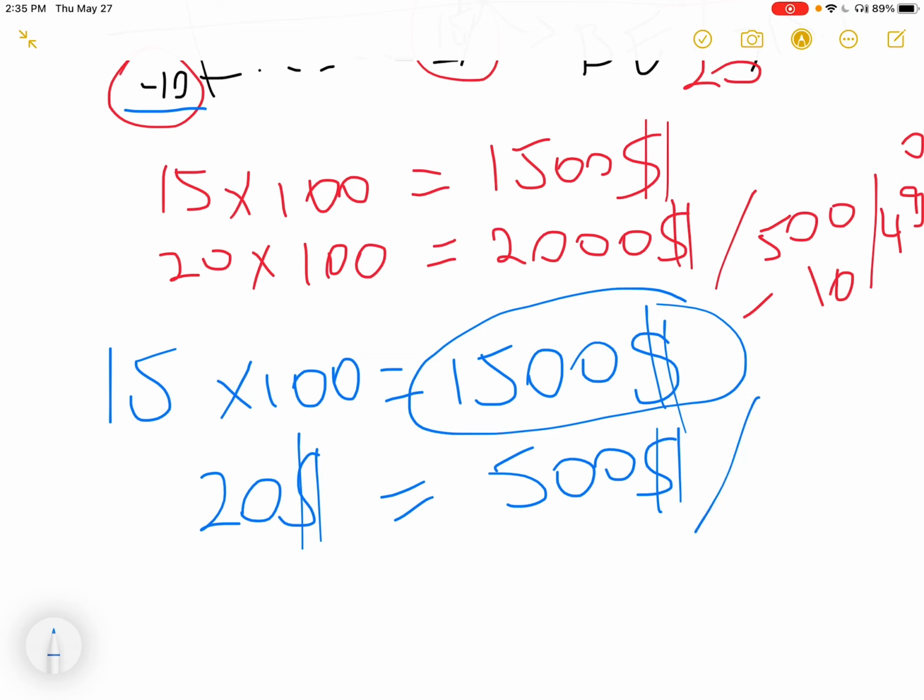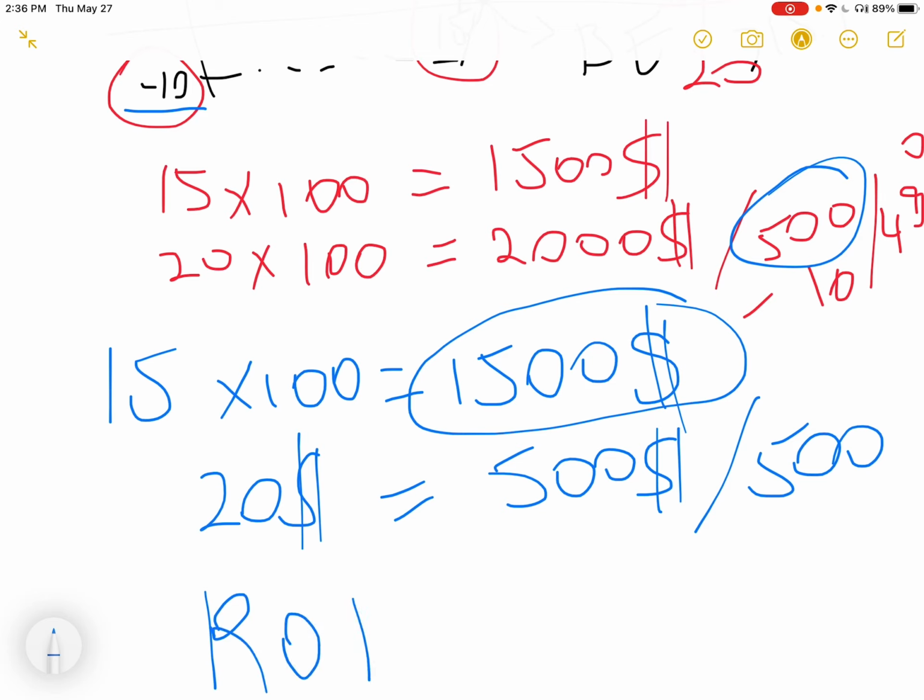So you would make $500 here, you would make $500 here, but you have less capital put up front. So basically your ROI is much higher too. This is what I like about options. It gives you that flexibility to invest with a smaller amount of money, and you can basically go nuts with it.